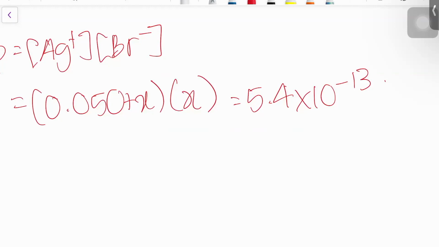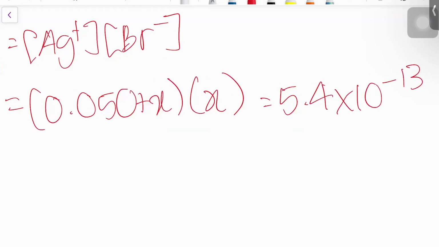What you are allowed to say is that when you have x that's added or subtracted to another number, so I'm not talking about x on its own. I'm talking about x relative to another number. I want to avoid using the quadratic formula. So I'm going to say in this first bracket here, 0.05 plus x, x has been added to 0.05.